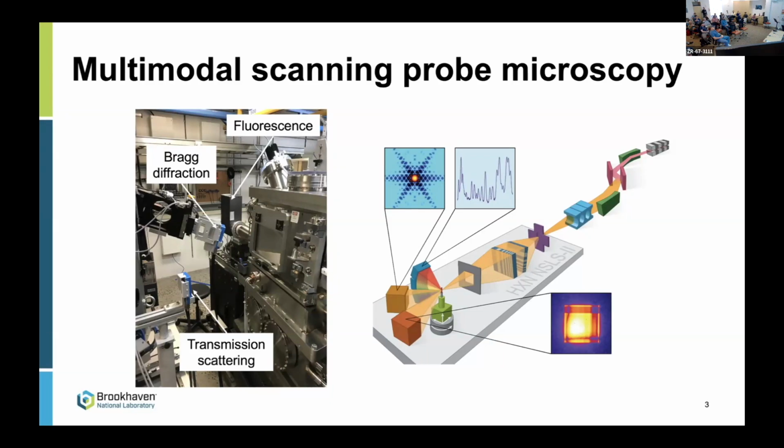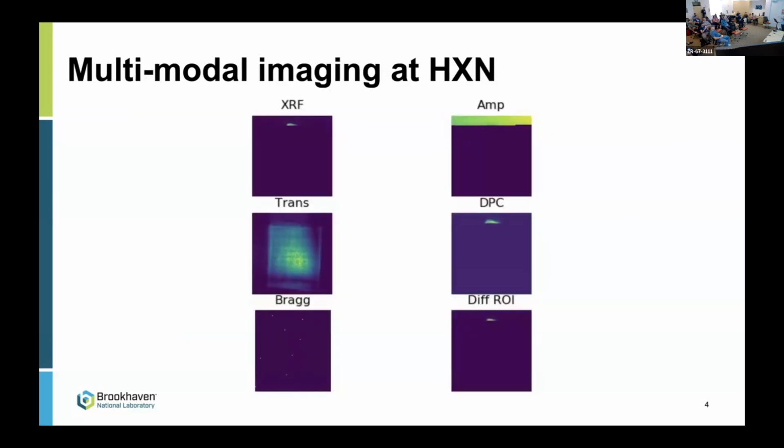And we scan a sample across that tiny focus beam, and at each scan position, we collect as many signals as we can. So far, we can run 3 detectors simultaneously that include a fluorescence detector and 2 pixel area detectors, one for transmitted scattering, another one for Bragg diffraction. And the photo on the left side shows how the detectors are oriented like a kung fu pose for one experiment. This movie shows a typical measurement with all 3 detectors running.